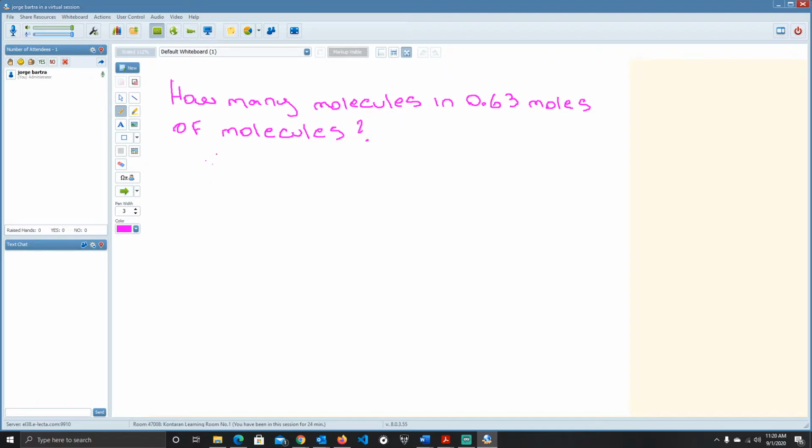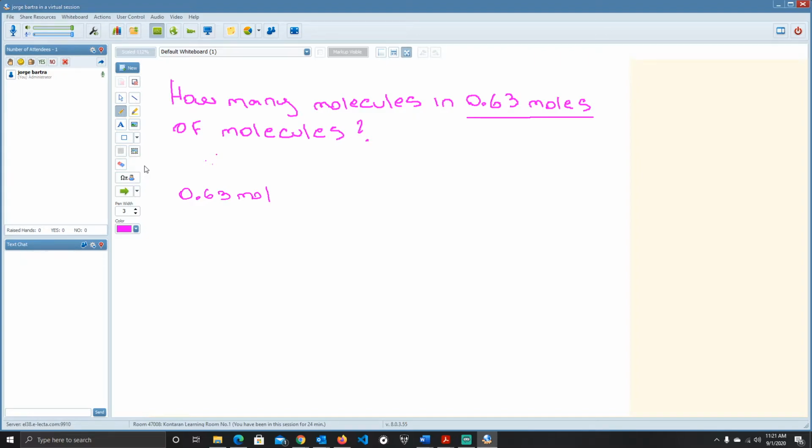Like I said in the previous video, we're going to start with the given. In this case, they give us 0.63 moles. So we start with 0.63 moles, I'm just going to put MOL, and that's a given, right? So we want to go into molecules.